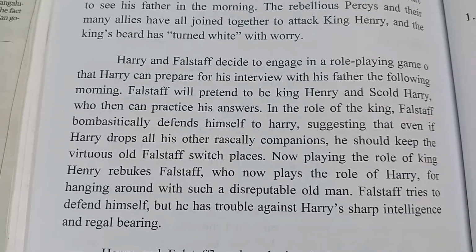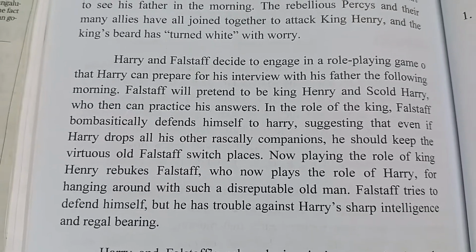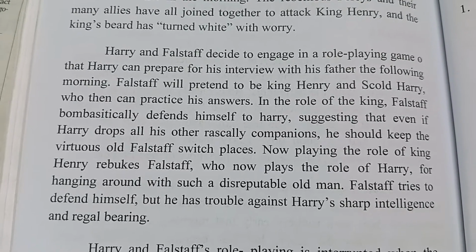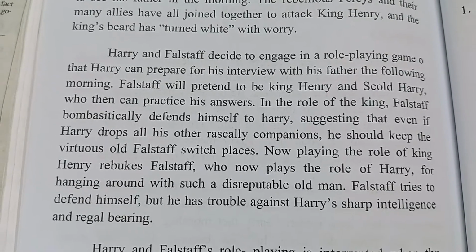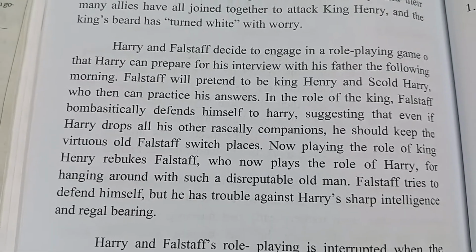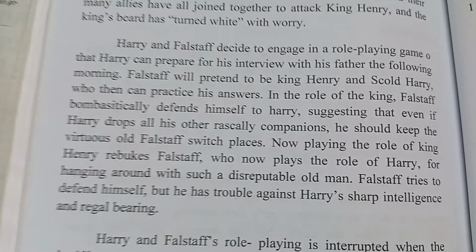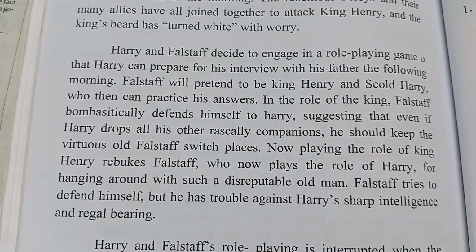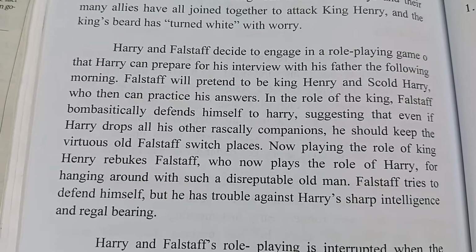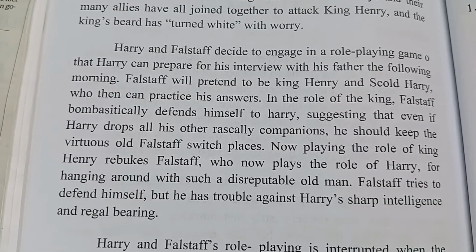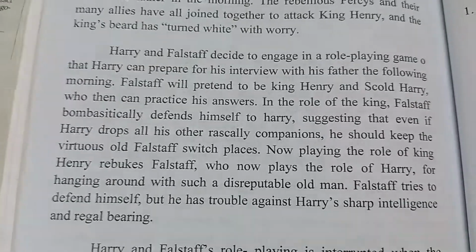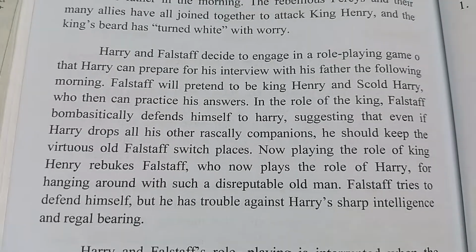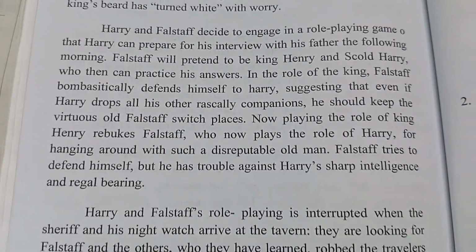In the role of the king, Falstaff bombastically defends himself to Harry, suggesting that even if Harry drops all his other rascally companions, he should keep the virtuous old Falstaff. Then they switch places. Now playing the role of the king, Henry rebukes Falstaff, who now plays the role of Harry, for hanging around with such a reputable old man. Falstaff tries to defend himself, but he has trouble against Harry's sharp intelligence and regal bearing. So both of them play a small drama, and they try to be ready for how his father is going to question him and how he's going to answer. All those things are happening.